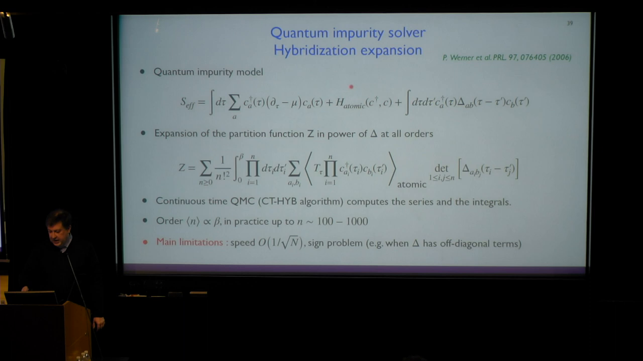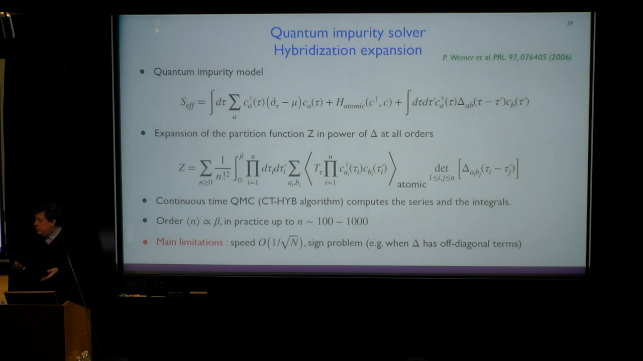What the algorithm does is expand the Green's function in powers of Delta to all orders. And that's explicit. You can write a formula for this because it's the determinant of Delta times a trace of atomic problems. And in practice, the algorithm will compute up to an order proportional to beta, in practice up to order 100 or 1,000. So we're not talking about order 10 here. But there is no exponential in these formulas. These are just determinants, so we can do that. And of course, it works beautifully well, but it has limitations, speed and sign problems.